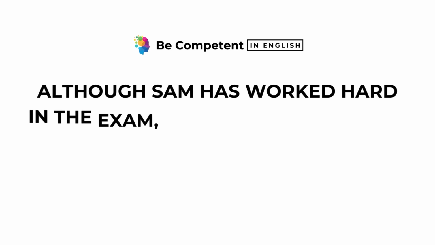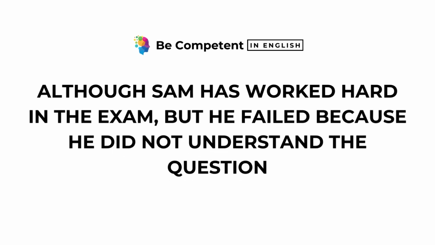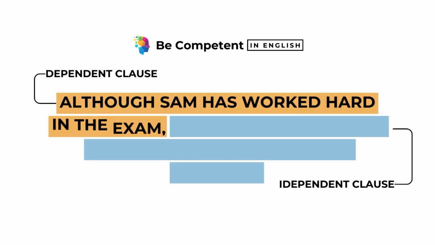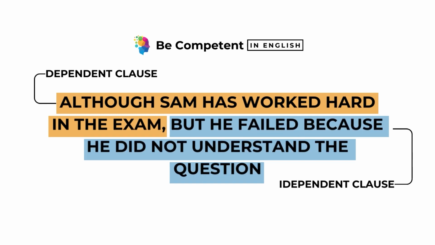Although Sam had worked hard in the exam, he failed because he did not understand the question. The first is our dependent clause, then the independent clause, and then again a dependent clause. But we have used only one comma in this sentence. That is, after the first clause, although he had worked hard. Okay, fine. Is it clear?